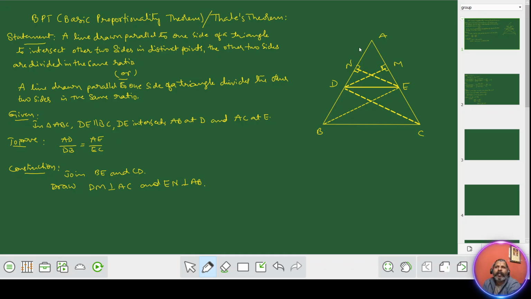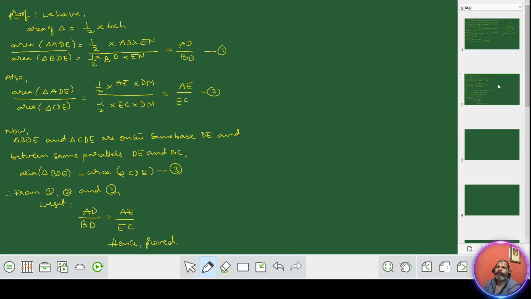Since we want to show AD by DB equal to AE by EC, we have to use the area of triangle concept here. Area of triangle, just check out. One time I'll take ADE and DBE, and the other time I'll take ADE and CDE. What happens? Let's see.